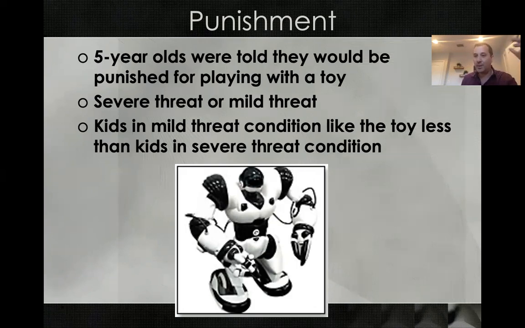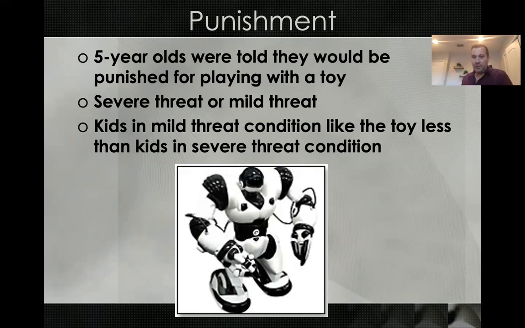In other words, what I'm saying is that they had sufficient justification for why their behavior didn't match their attitudes. And as we know, if we have sufficient justification for why our behavior doesn't match our attitudes, we don't experience cognitive dissonance. So when you ask those kids in the severe threat condition, do you want to play with the toy? They correctly say, yeah, I really want to play with that toy. But the key is what happens to the kids in the mild threat condition.